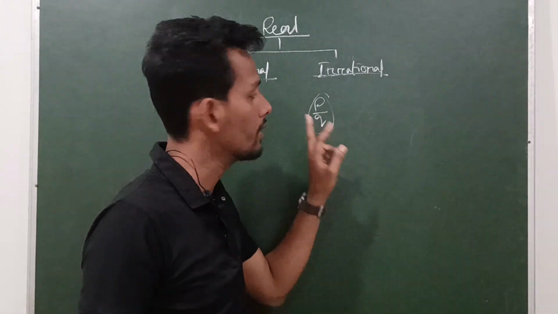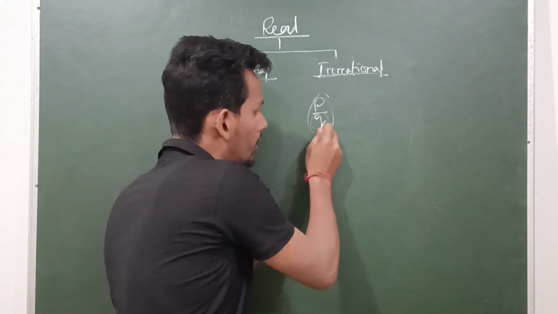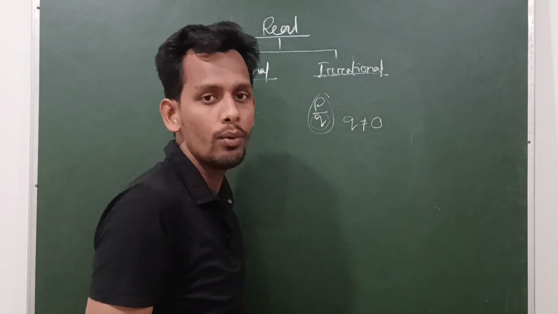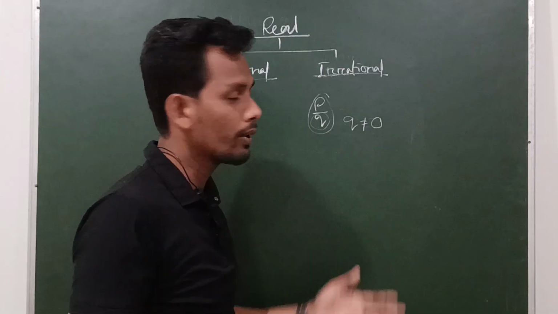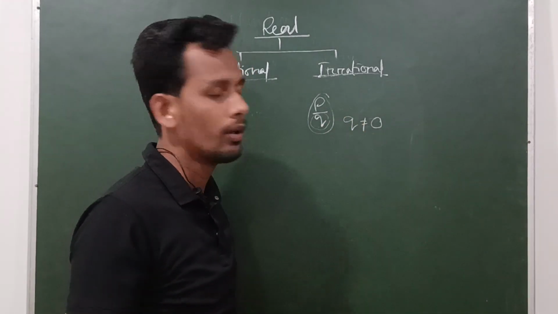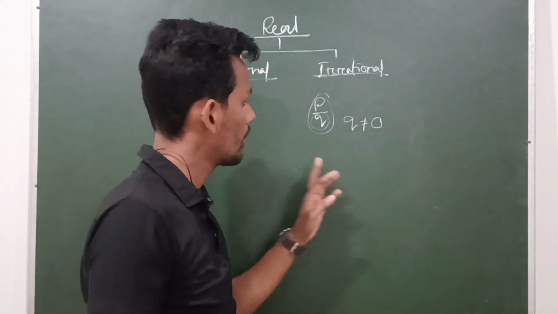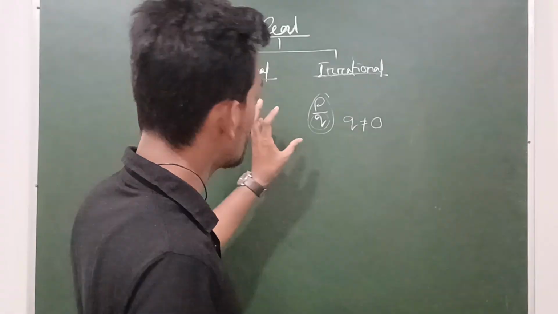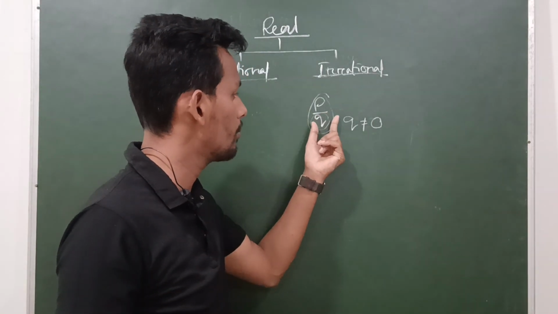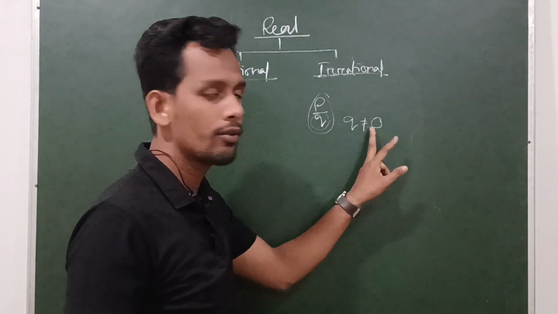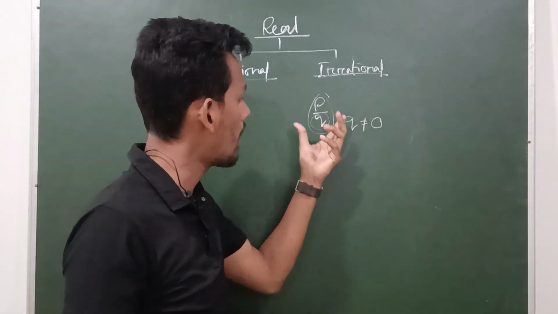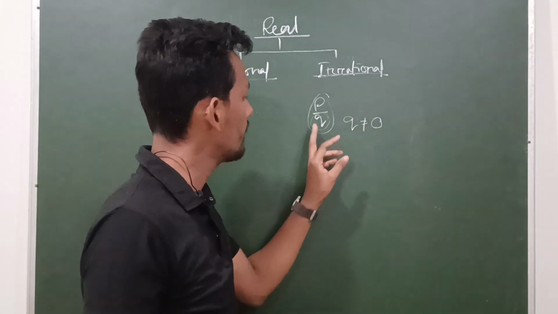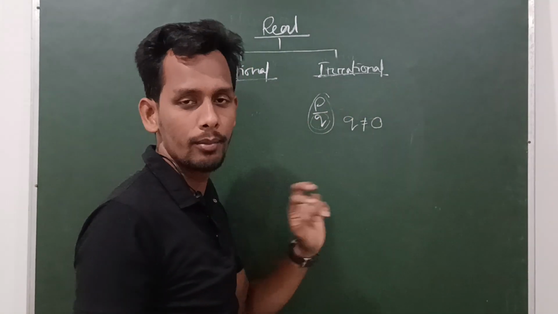P and q should be integers, and q cannot be 0. Okay, the denominator q cannot be 0. If you divide any number by 0, it is infinity, or you can say it is not defined. So any number which you can write in the form p by q, where q is not equal to 0, is termed a rational number. And those which you cannot write in the form of p by q are called irrational numbers.